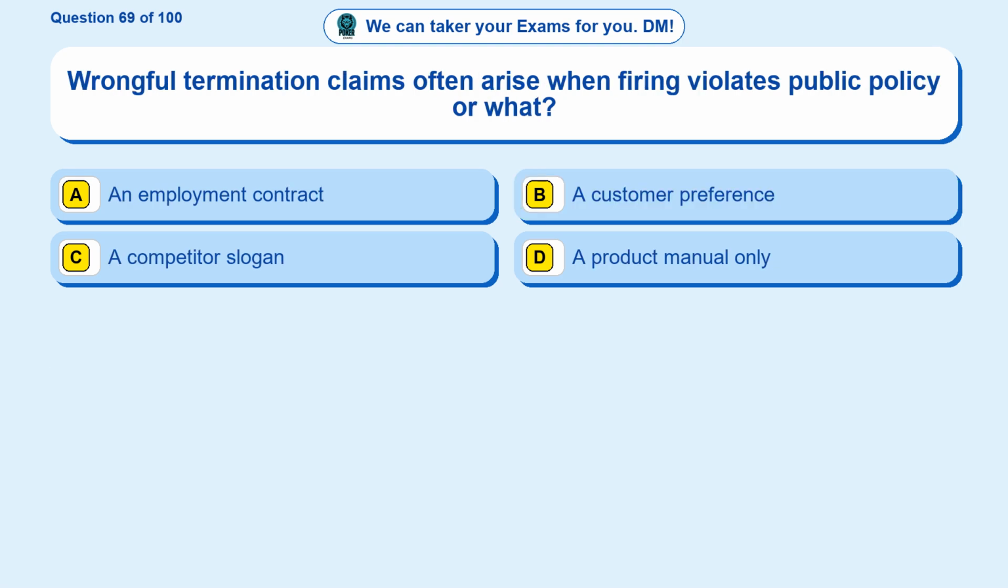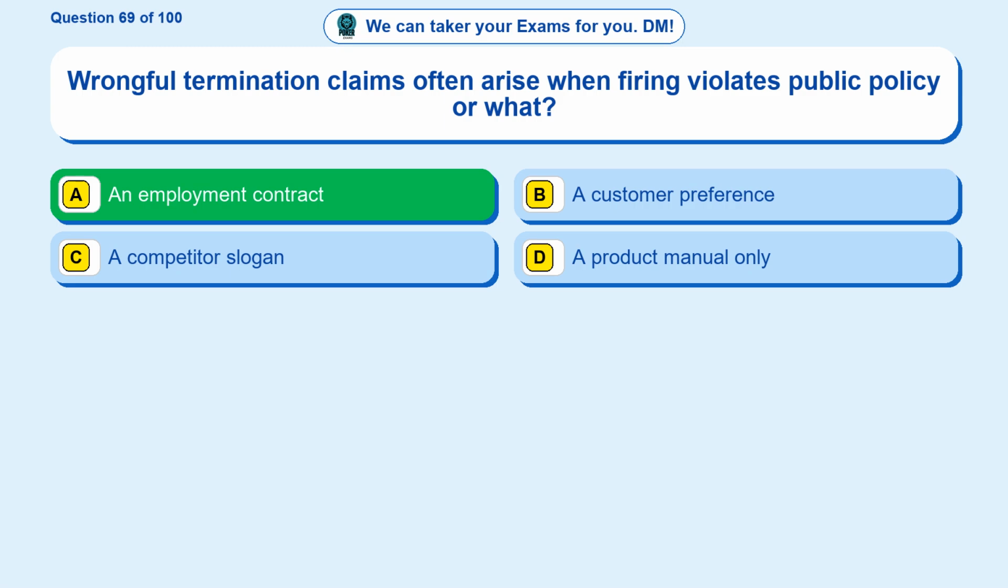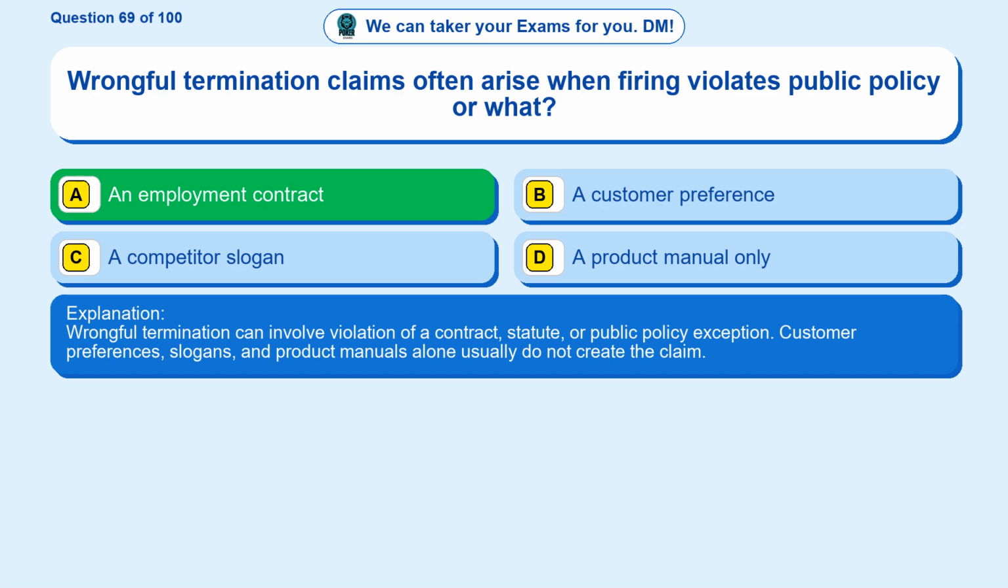Question 69. Wrongful termination claims often arise when firing violates public policy or what? Option A. An employment contract. Option B. A customer preference. Option C. A competitor slogan. Option D. A product manual only. The correct answer is option A. An employment contract. Wrongful termination can involve violation of a contract, statute, or public policy exception. Customer preferences, slogans, and product manuals alone usually do not create the claim.